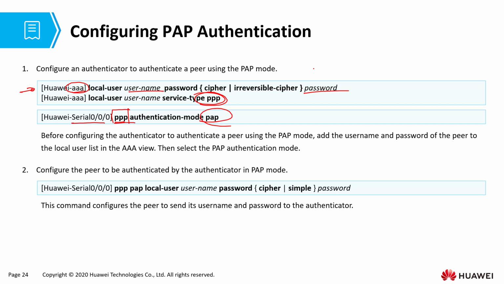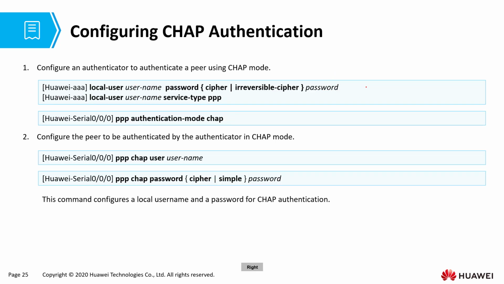So you'll go to the peer that will need to be authenticated and say, your PPP PAP local username is that username. This is now going to be the same username you told that guy to store in his database, and the password is this password, which will again be the password you told that guy to store in his database.